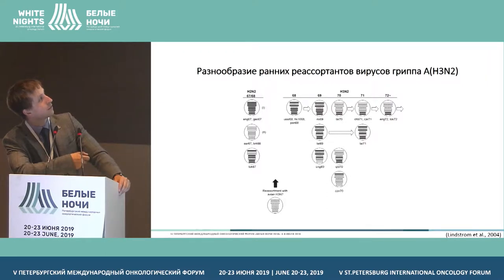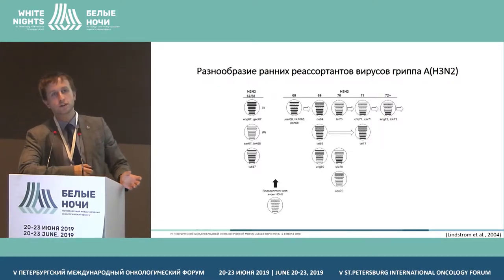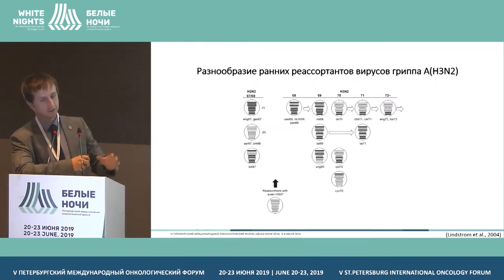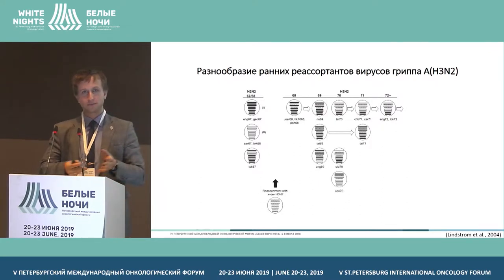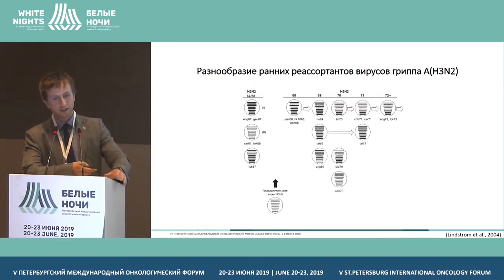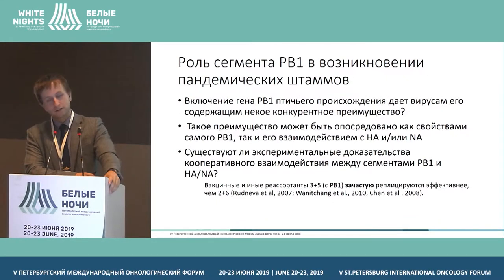There is a great lot, or there used to be a great lot, of different variants from H2N2 genetic groups. It changed a lot in the course of the 10 years it circulated. And this constellation of genes stabilized not straight away, but a few years after the pandemic. What is the role of the PB1 segment?